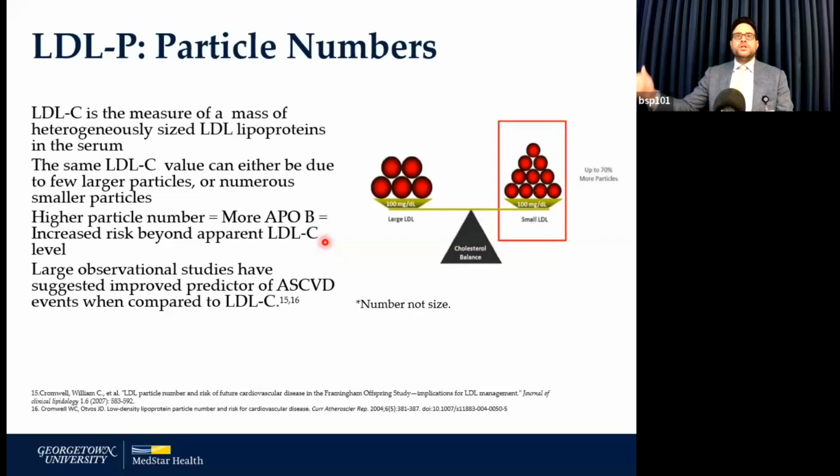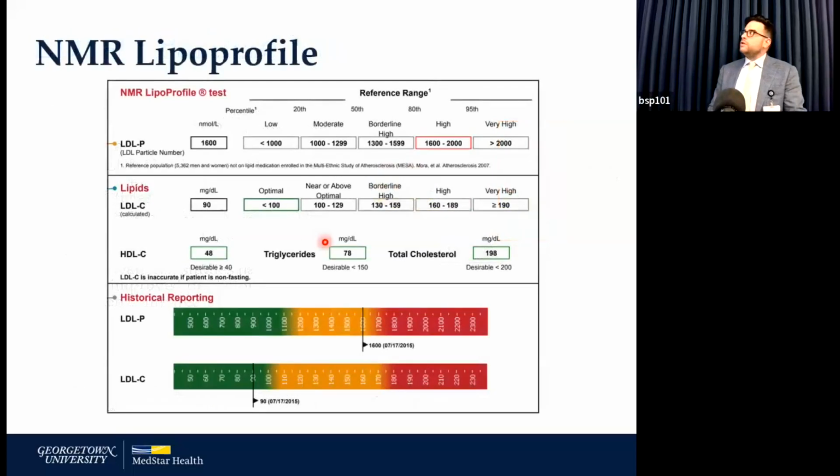Sometimes you'll see, and I didn't mention on the slide, a type A, which is a profile that's suggestive of large, few cholesterol particles, versus a type B, which is more of a numerous small particle profile. If that ever comes across, that's kind of what that's pointing at. Large observational studies have suggested that LDL particle number is a better predictor of risk than LDL-C, because obviously we're looking at ApoB molecules. You can order a test.